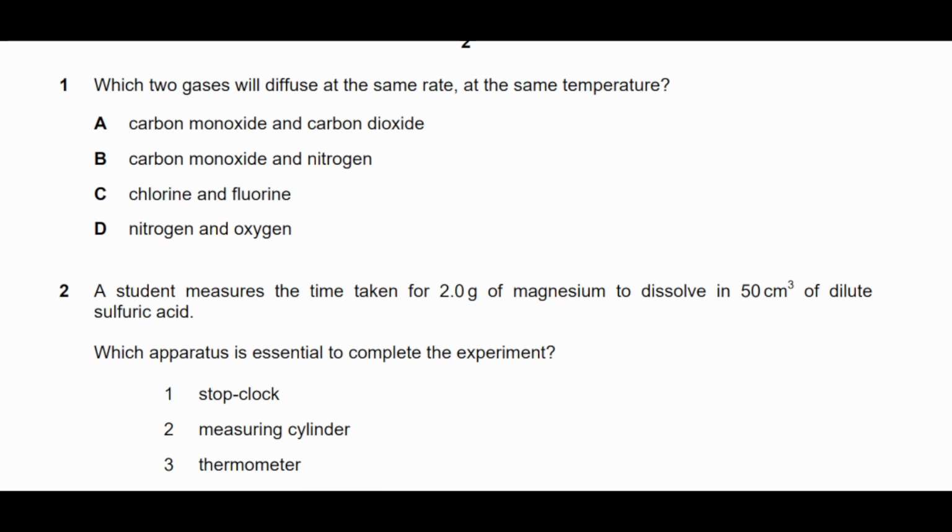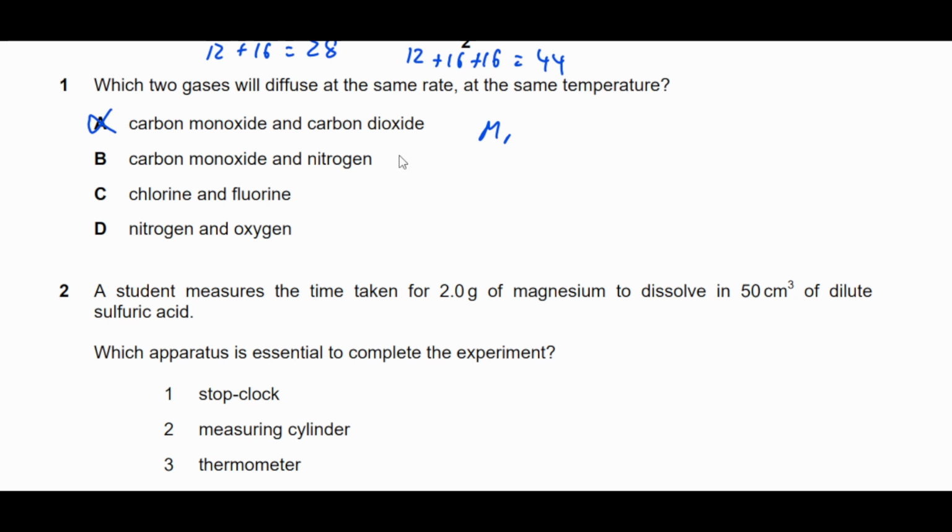Okay, question 1. Which two gases diffuse at the same rate at the same temperature? Right. So in order for two gases to diffuse at the same rate, they must have the same Mr. So which of these two gases have the same Mr? Right. Let's see. Carbon monoxide is 12 plus 16, it will be 28. Carbon dioxide is 12 plus 16 plus 16, it will be 44. So this is not the answer.